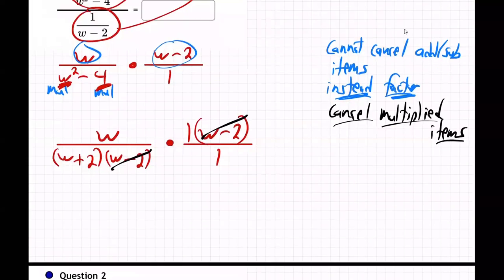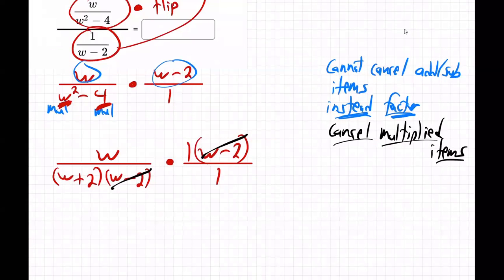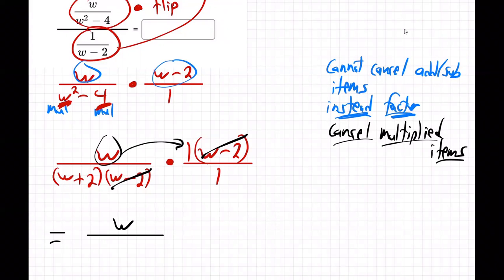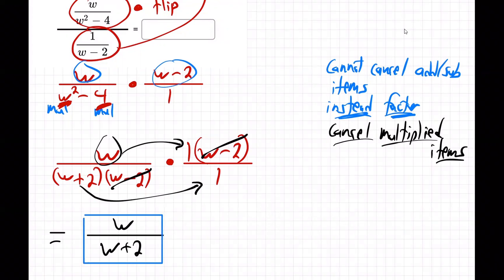So what are we left with then? What's left over here? Well, we're going to have an equal sign here. We're going to have a W on the top. W times 1 is just W. And on the bottom, W plus 2, right? W plus 2 times 1 is just W plus 2. And now we just cancel those W's? No, you know better than that, right? We're done right there. We can't cancel those W's because, again, the 1 on the bottom is added. So we're done right there. That's our answer. Can't cancel these because you cannot cancel added or subtracted items.